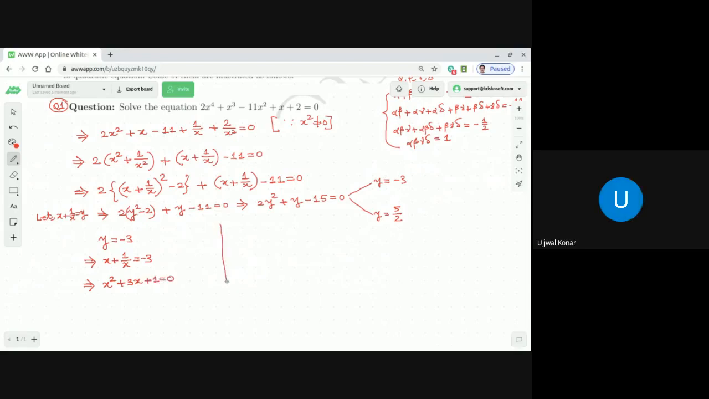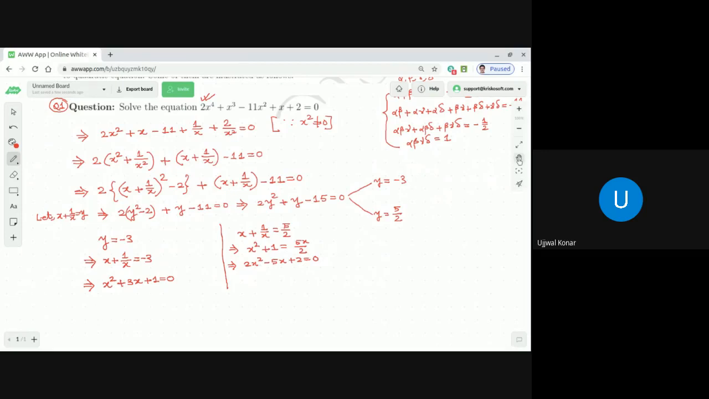And again, when we apply x plus 1 by x is equal to 5 by 2, what are we going to get? We are going to get x square plus 1 is equal to 5x by 2, or you can write this implies 2x square minus 5x plus 2 is equal to 0. Now both are quadratic equations. Originally that equation is a biquadratic equation, and we know that a biquadratic equation has 4 roots maximum. So we need to find those 4 roots. Now we are able to find them.